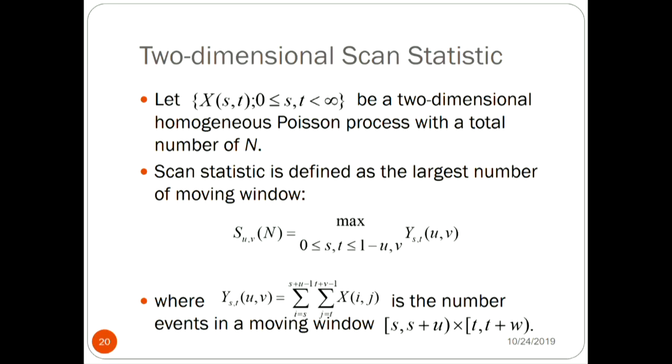Now we used the one-dimensional scan statistic as the introduction, but for this seminar we would like to work with the spatial scan statistic, which is the two-dimensional case. So we begin by defining the two-dimensional scan statistic, which is defined as the maximum number of events in a moving window. This window could be a square, could be a circle, and it can happen in any of the locations.